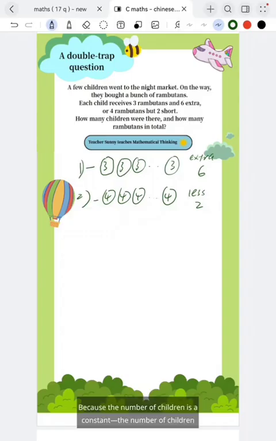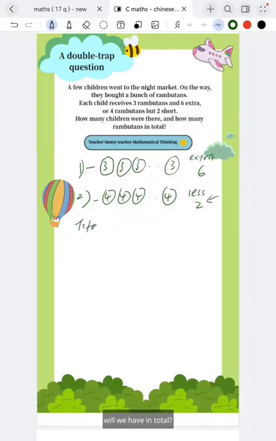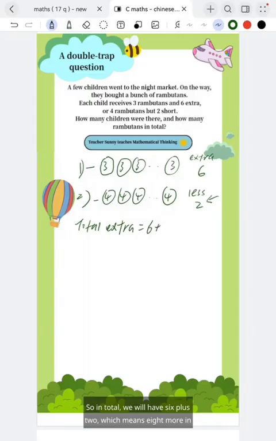Because the number of children is a constant. The number of children doesn't change. In other words, the number of children stays the same. No matter how many times you distribute, the number of children remains unchanged. So, in this situation, for the 2 that are missing, we need to find 2 more to make up for them. If we find 2 more to make up for the missing ones, then how many will we have in total? So in total, we will have 6 plus 2, which means 8 more in total.